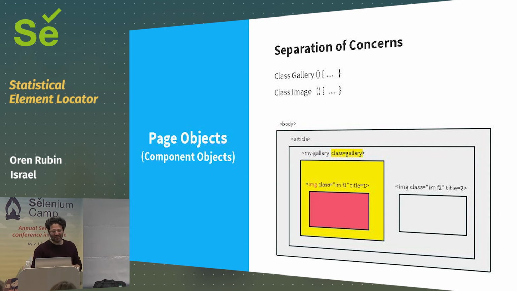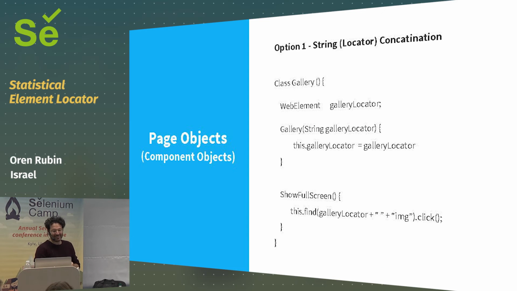So what you want to do, of course, is separation of concerns. So the gallery knows how to find the gallery, and that's it. Of course, it knows how to find the image inside of it. So the gallery doesn't have to do anything about locating itself. Someone from the top always tells you, okay, here's the gallery, here's a pointer to it. So there's 2 options of using a pointer to an element.